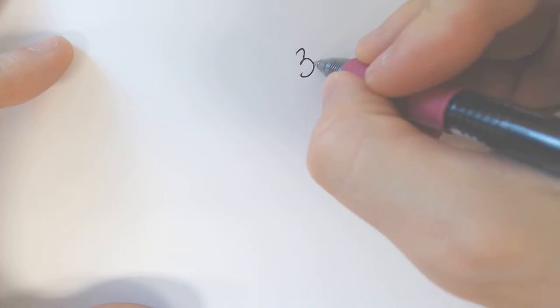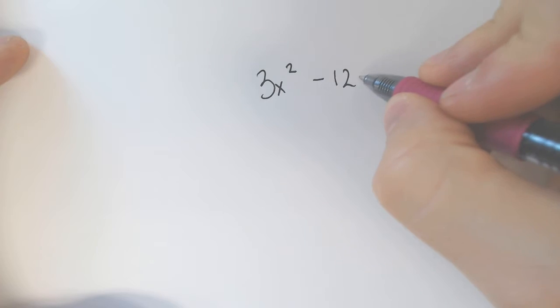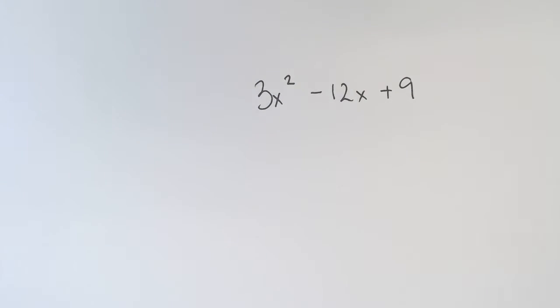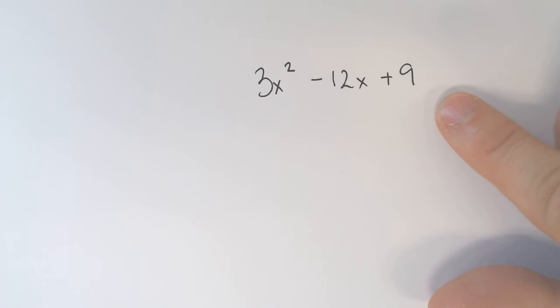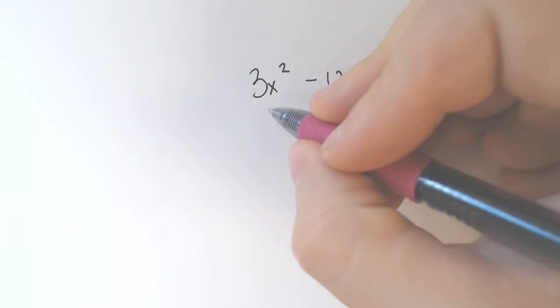Today we are going to be taking the greatest common factor out for factoring. So let's say we have something like 3x squared minus 12x plus 9. Now for a lot of us, we can realize that all three of these numbers can be divided by 3. And if you can do that, then that is what you were supposed to do. That is what you need to do.